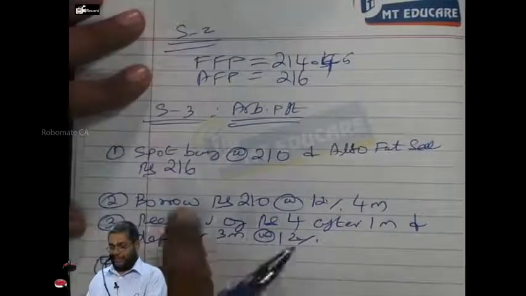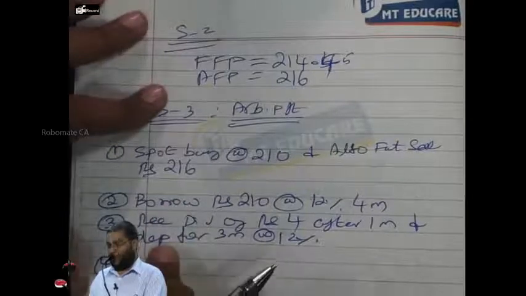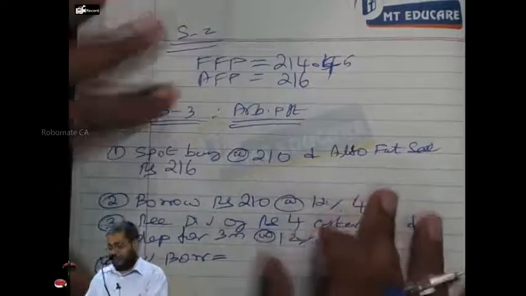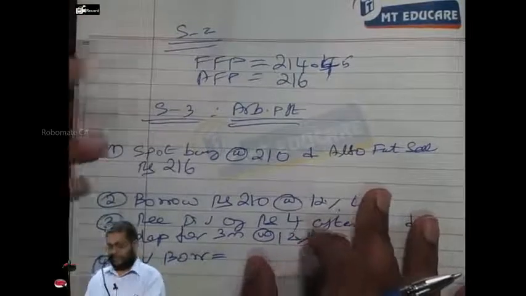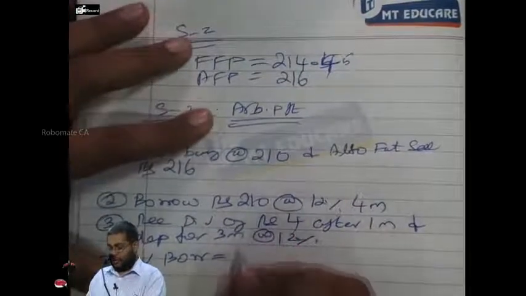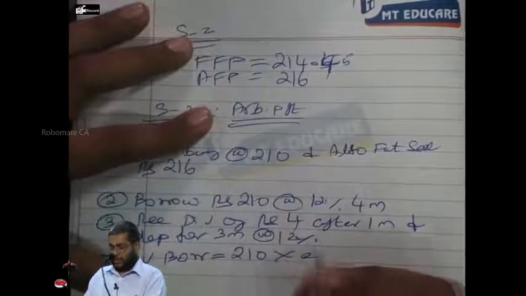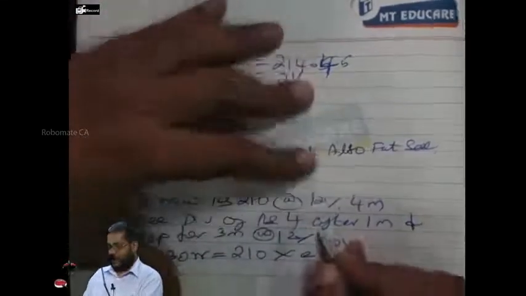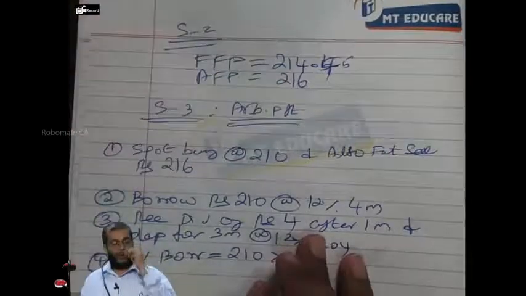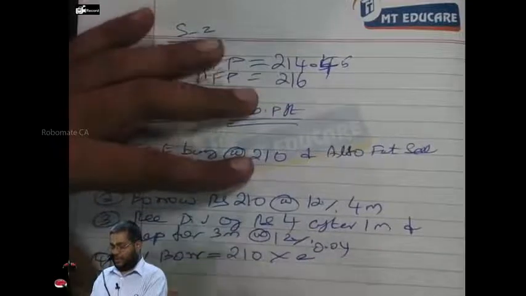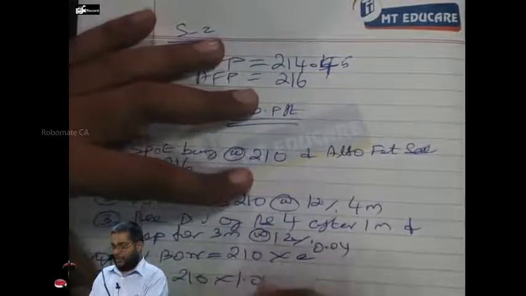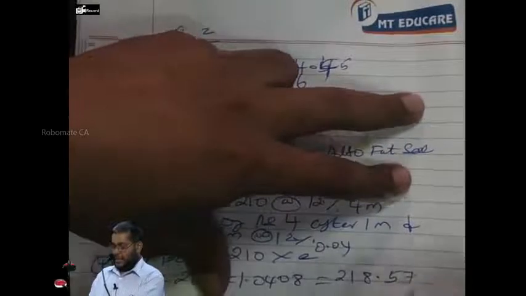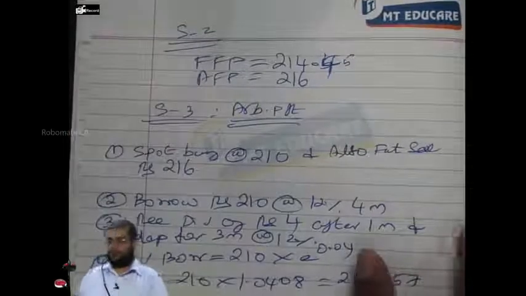Two things are going to happen here. Maturity value of borrowing, maturity value of what? Deposit. Write down. Next. Maturity value of borrowing is equal to what is the borrowing amount? 210 into e power. I borrowed for 4 months. Can I say straight away 0.04? No. 210 into e power 0.04. I borrowed for 4 months at 12%. e power 0.04 is equal to 210 into 1.0408. What number is that? 218.57. Maturity value of borrowing is 218.57.